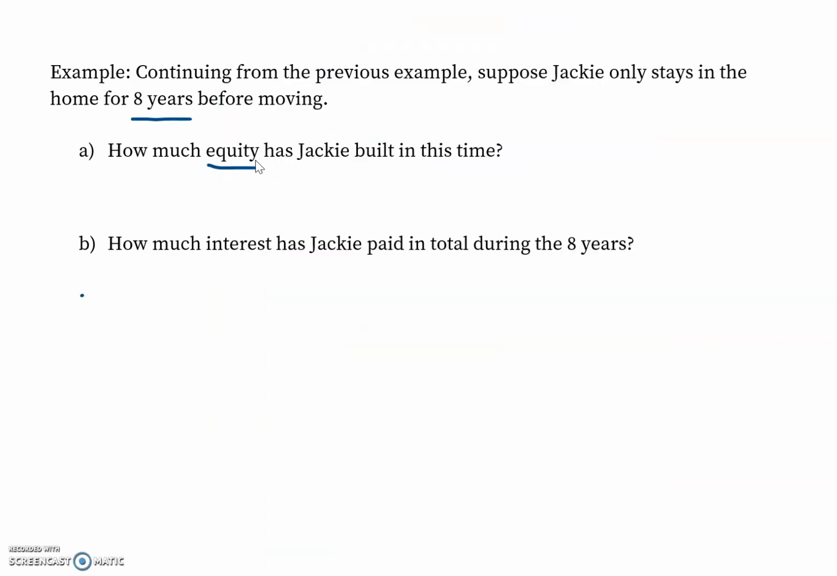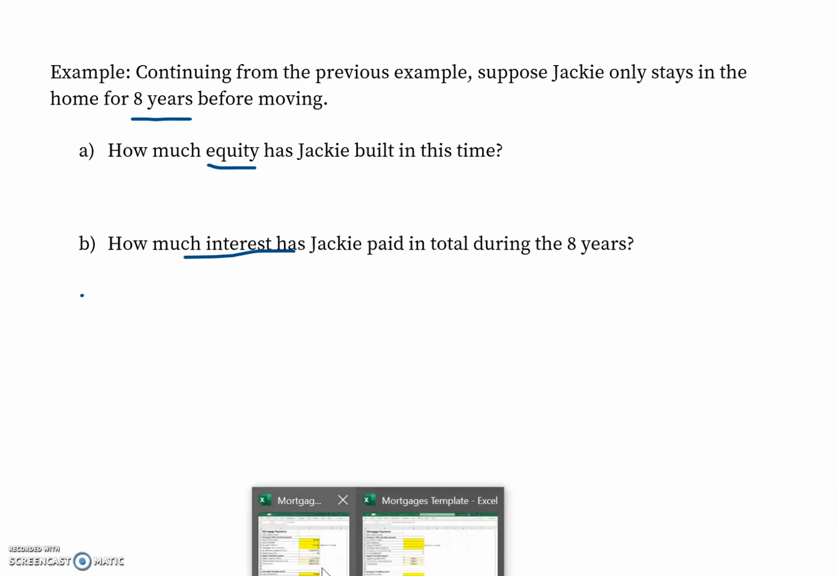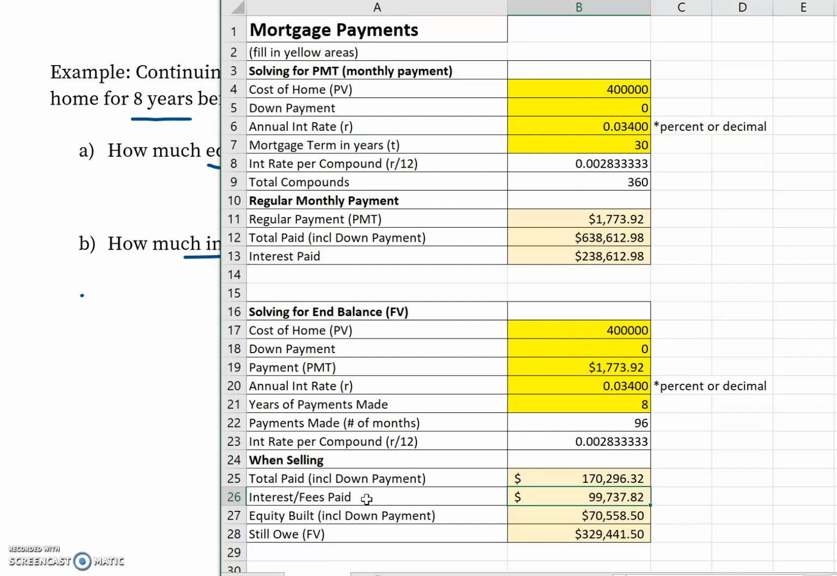Right. So that's what we answer here. The equity would be that $70,000. How much interest did she pay during that time would be the $100,000. Right. So when you're reading these, just kind of be careful. I try to make it pretty clear over here what's happening. Interest, and really I can take out fees. It's not really so much fees that we're accounting for there. So interest paid, right? Equity built, and these are again including the down payments. I try to make that clear as well.